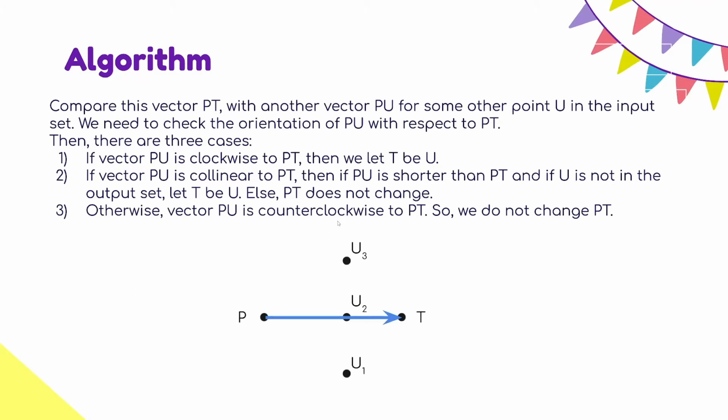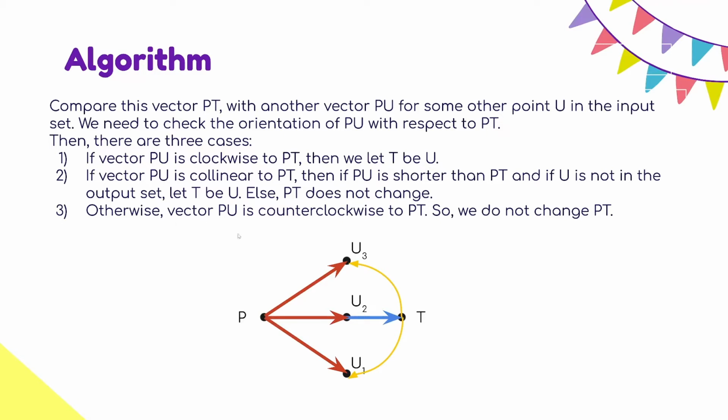There are three things that can happen with PU with respect to PT. One, if this is PT, the first case is that PU is clockwise with respect to PT, meaning that if we start at T and travel in a clockwise direction, we end up at a more clockwise position at PU. Since we want PT to be the most clockwise edge in the set of points, we update PT with PU, as stated right here.